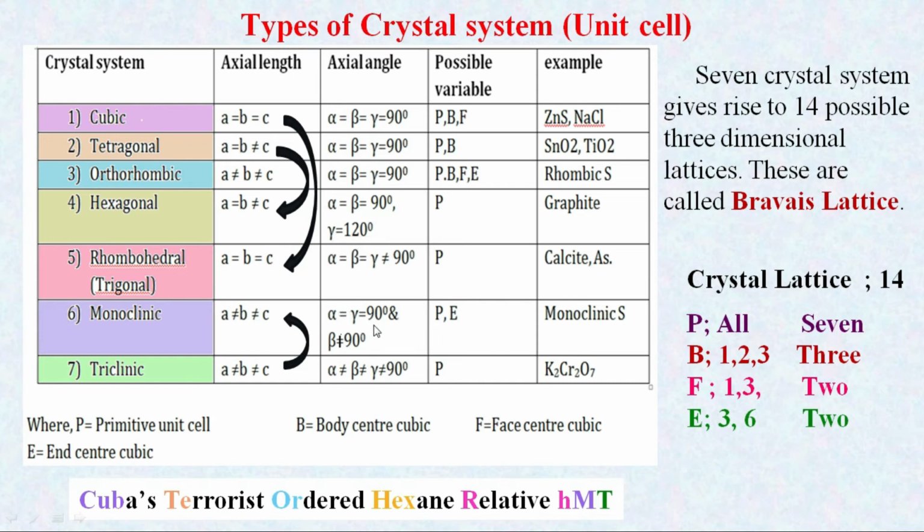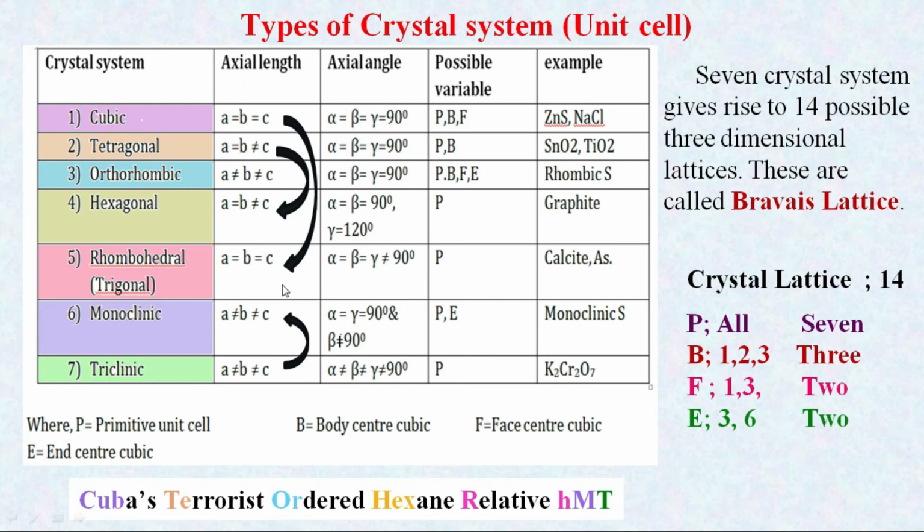Now for the rest two angles: in case of rhombohedral, alpha equal to beta equal to gamma, but it is not equal to 90 degree, and in monoclinic, alpha is equal to gamma which is 90 degree, but beta is not equal to 90 degree, also it is not equal to 120 degree. So these are the 7 systems we have discussed with their axial length and axial angle relationships.